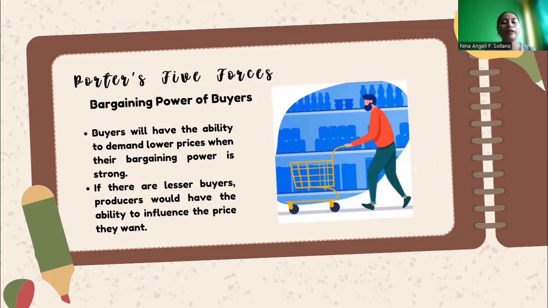Next is bargaining power of buyers. The buyers can easily identify that this product is more effective than the other one, so maybe they will choose this one. So the fewer the buyers, the more producers would have influence to set the price that they want. And the buyers also will have the ability to demand lower prices through their bargaining power. So that's it.